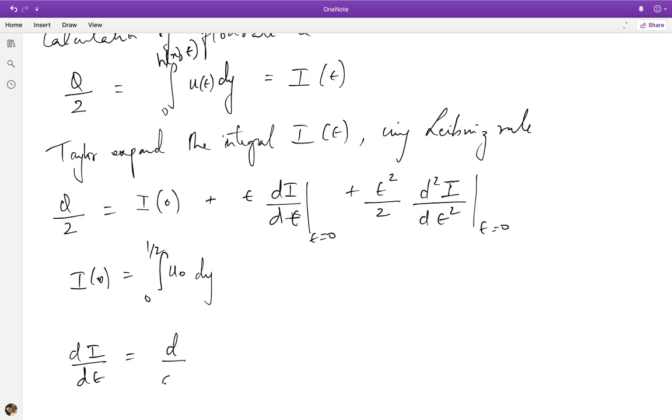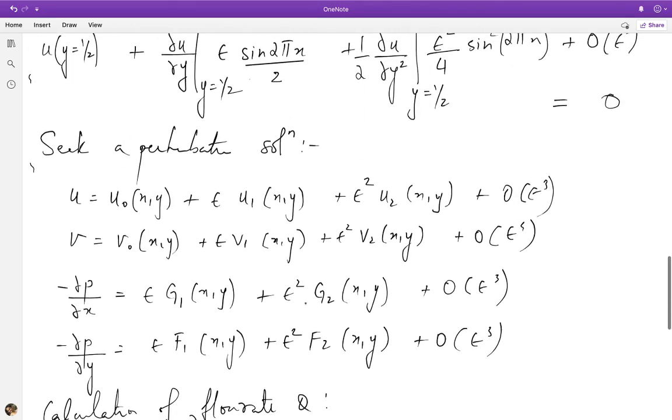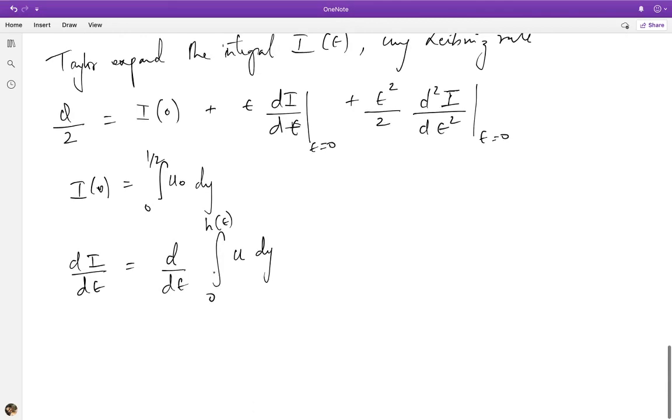So this is d by d epsilon of the integral 0 to h of epsilon, where I suppress the dependency on x, times u, and I would like to take d by d epsilon into the integral. Because then du by d epsilon is just u1 plus epsilon u2, and when I put epsilon equal to 0, it is just u1. Right, that's how a Taylor series works. But I need to take the derivative inside, and so that's where I use Leibniz rule.